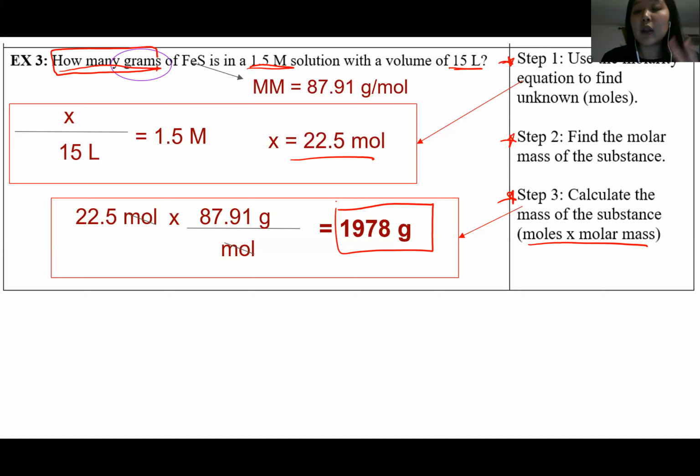All right, so we looked at 3 different example problems, and these are the problems that you will have to do for your practice problems for this assignment.